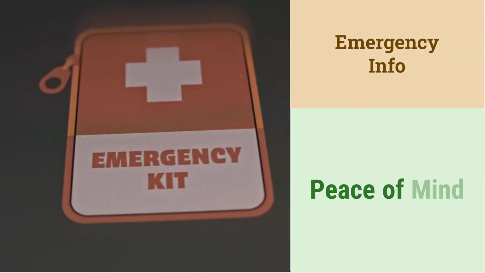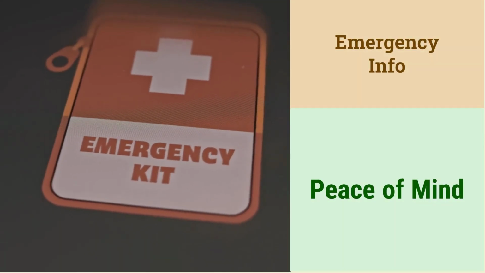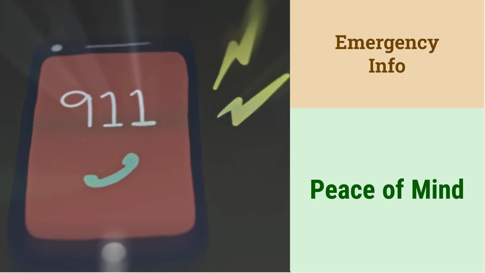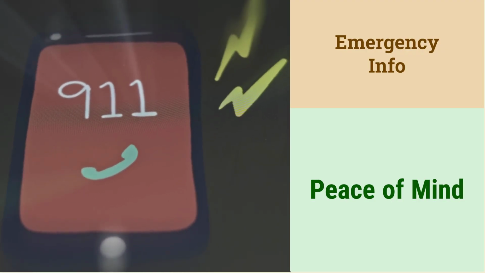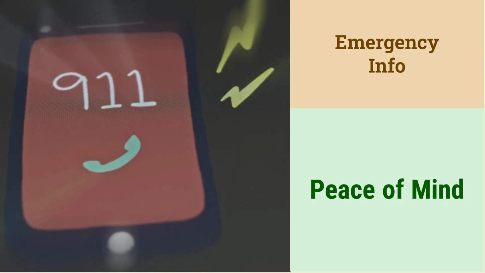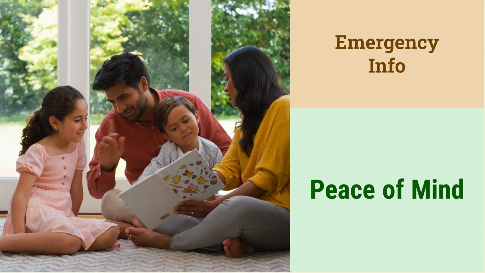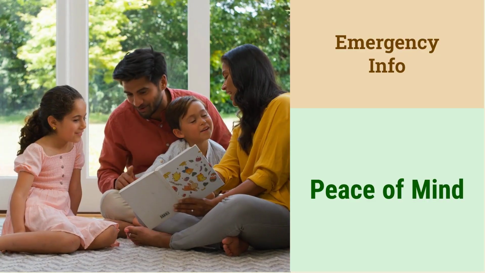Just like with iPhones, ensure that your emergency information is set to display on the lock screen. This is a critical step, as it allows anyone assisting you to quickly find vital details without unlocking your phone. Setting this up provides immense peace of mind for both you and your loved ones.